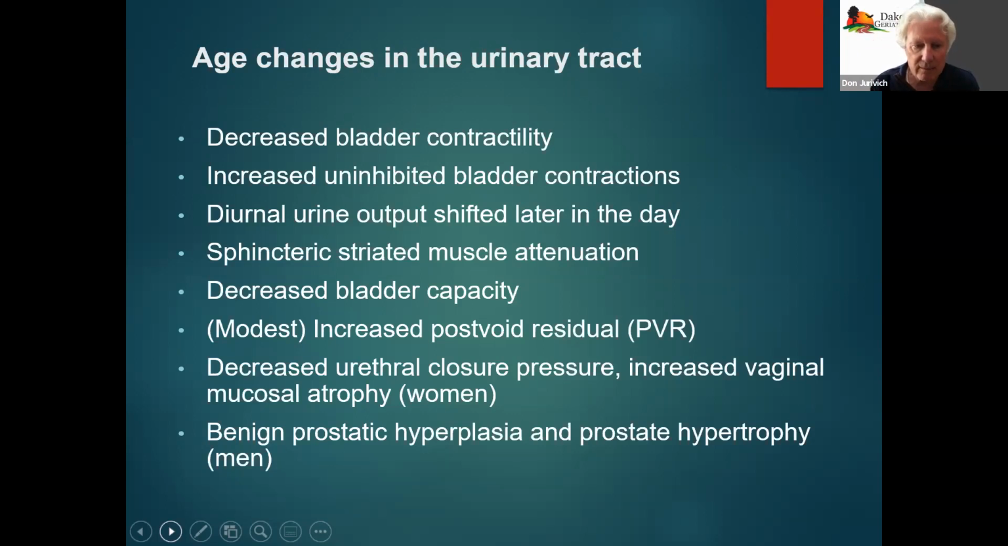And then there are some external issues such as decreased urethral closure pressure. This is more prominent in women due to mucosal atrophy. And then conversely with men, the association with benign prostatic hypertrophy can cause changes in bladder control. Next slide.